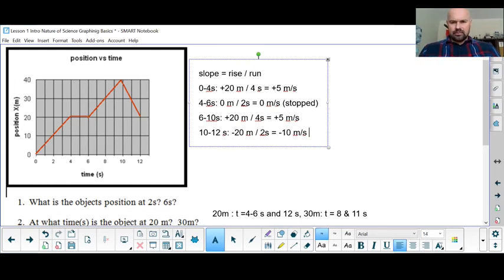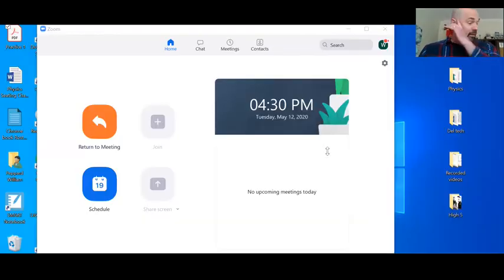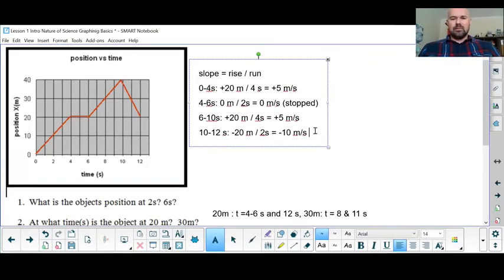My Smart Notebook's freezing up, so let me wait a second on it. But it's moving negative 10 meters per second, so it's going to the left. There we go, maybe. Yeah, let's get that. Sorry about that. It's going left at 10 meters every second.